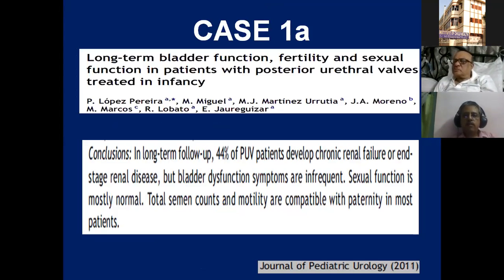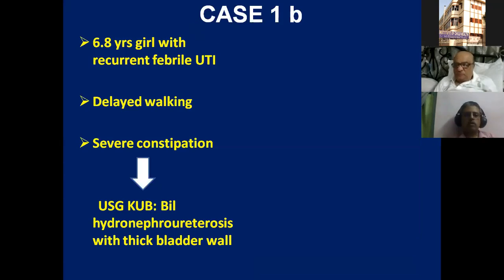The other important message is this slide, that the story of posterior urethral valve never ends with fulguration. In fact, people say that it starts with fulguration because your bladder continues to create problems. And in fact, it has been seen that in almost half of these children with posterior urethral valve, in future they might go into CKD, chronic kidney disease. So they need to be followed up quite closely.